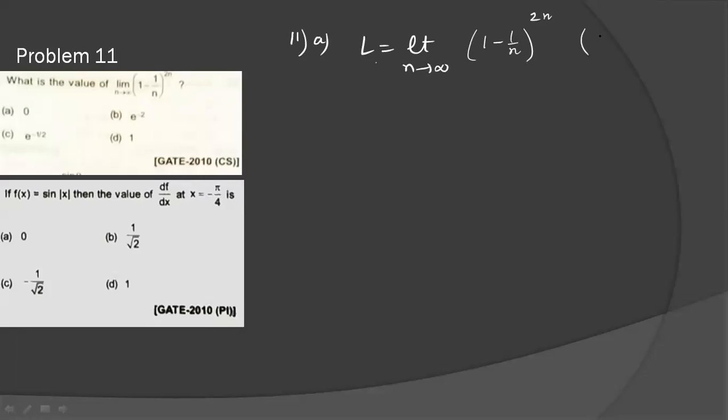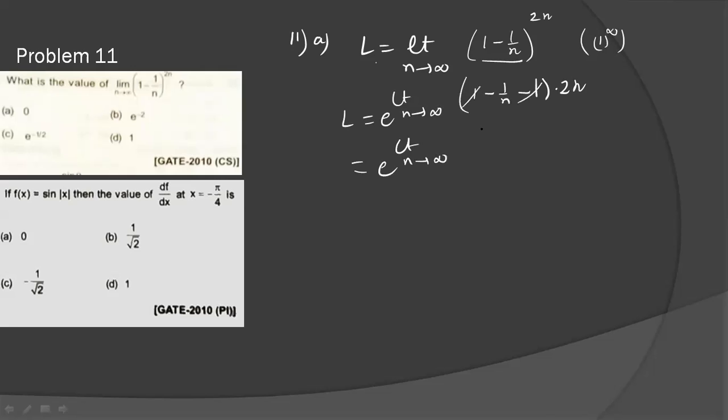If you apply n tending to infinity, it is 1 to the power infinity form. So the direct limit is e to the power limit n tending to infinity of f minus 1, that is 1 minus 1 upon n minus 1, into g n, which means 2n. So limit n tending to infinity, it will be minus 1 upon n into 2n. The n is cancelled out, so it will be to the power minus 2. E to the power minus 2 will be the correct answer. We have applied the result for 1 to the power infinity form. I have already discussed this result in lecture 15.